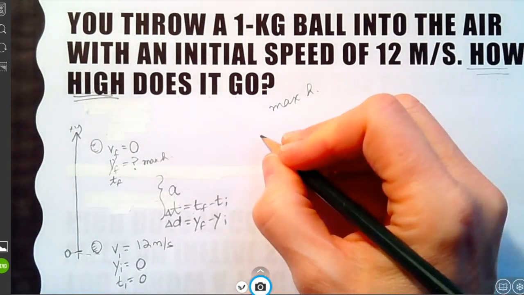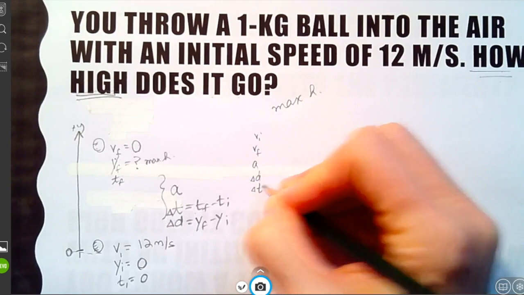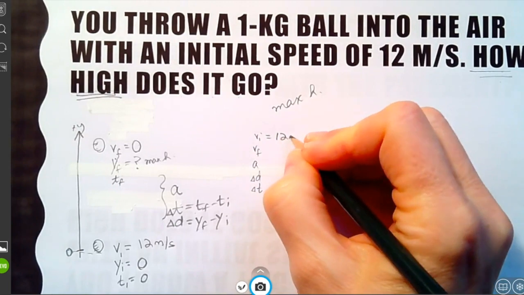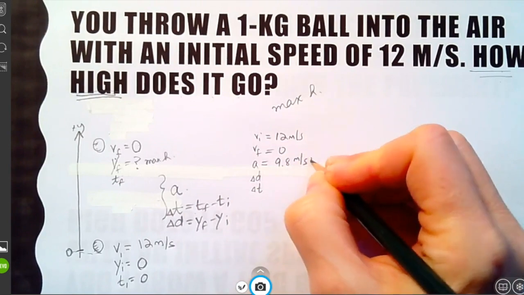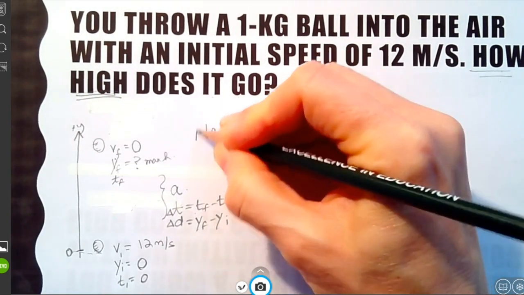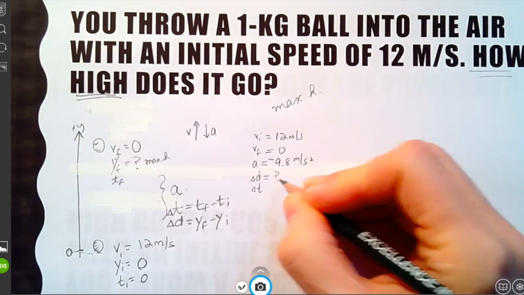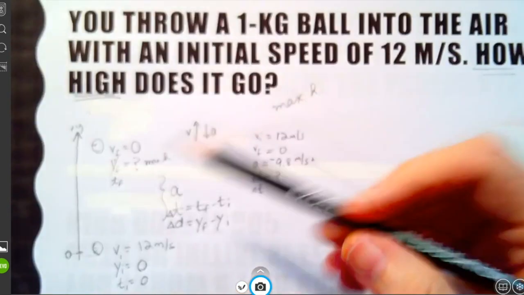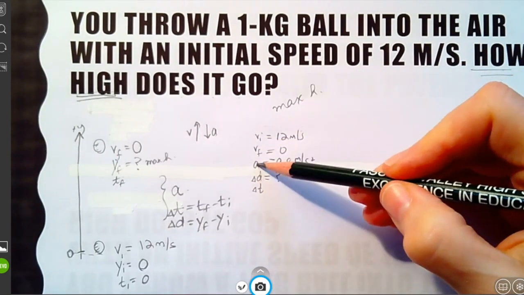So when I summarize this information, we have a little straight list, and you might wonder why I do this, and I'll show you why. So this is 12 and this is 0, we know acceleration is due to gravity, it's 9.8, and because acceleration is down, it's free fall, it's negative, and my displacement is what we're trying to find, and we don't know time. So this list does something different than this picture. The picture helps me to comprehend and understand what's happening. The list helps me to pick an equation. So I need an equation that has VI, VF, A, and delta D.